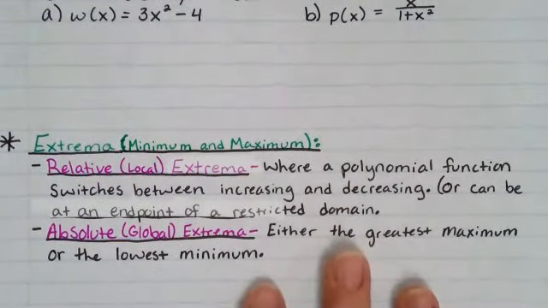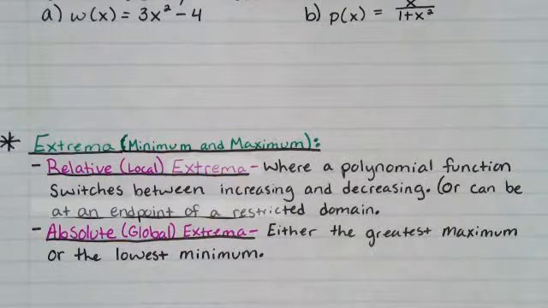Which brings us to my next favorite topic, and guys, this is such a huge one. We are going to spend some time with this: extrema, minimums and maximums. You may have recognized this as the vertex of a parabola, where you would have a minimum or a maximum, but all kinds of polynomial functions will have multiple extrema. We have relative extrema, which are local, and absolute, which is global. That means the greatest maximum or the lowest minimum if there are multiple.